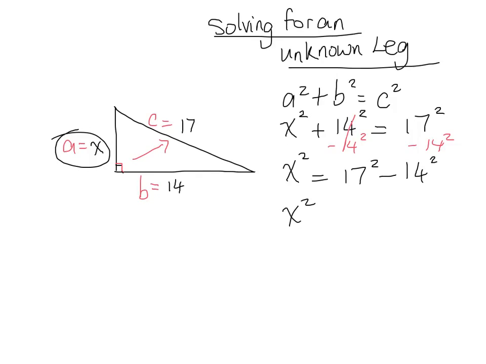So x squared is equal to, if you do that in your calculator, 17 squared minus 14 squared should give you 93. So x squared is 93. In order to figure out what x is, of course, you have to find the square root of that. Again, you could leave your answer in square root form, or if required, plug it into your calculator and get an approximation that x is approximately equal to 9.64.